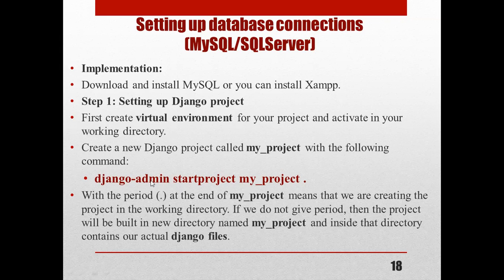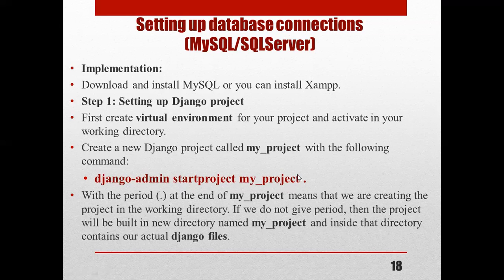You can write that command at the command line: django-admin startproject myproject followed by a period. This is the project name, and here you can see the period, the dot, at the end of the project name. Whenever we specify the dot at the end of the project name, it means we are creating the project in the working directory.